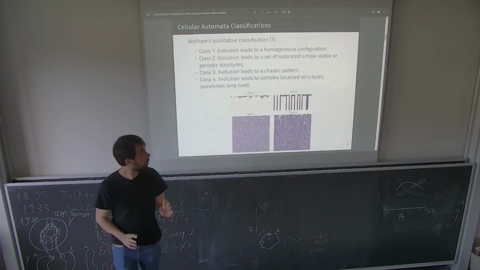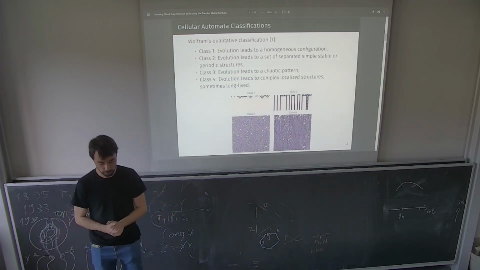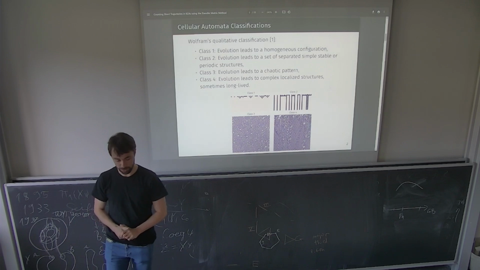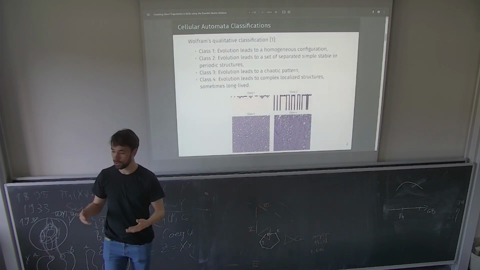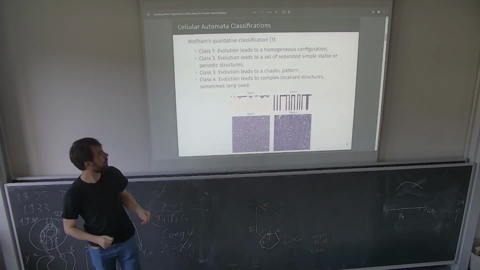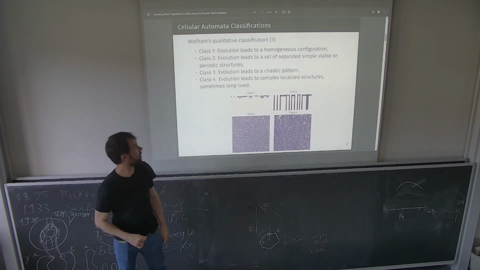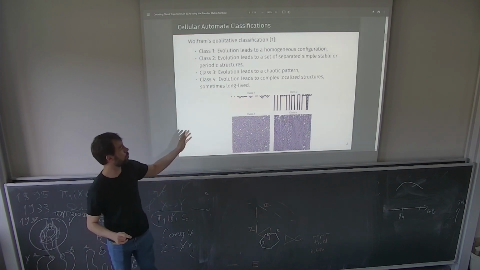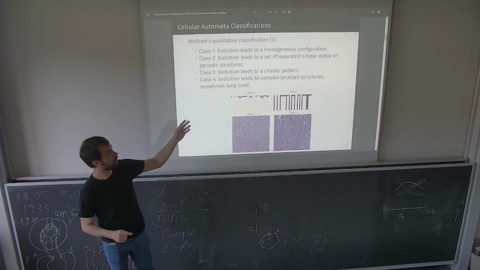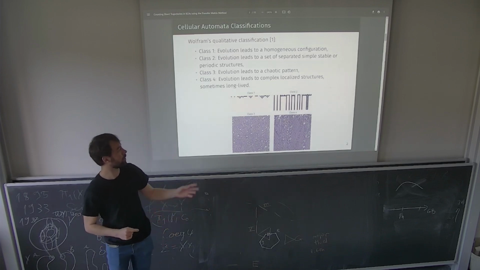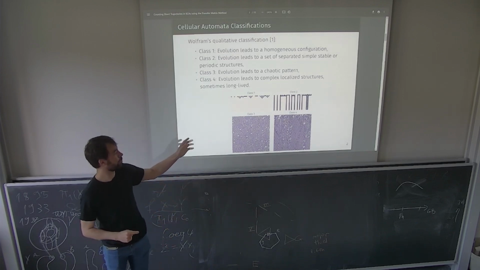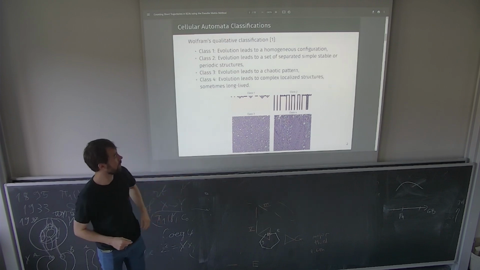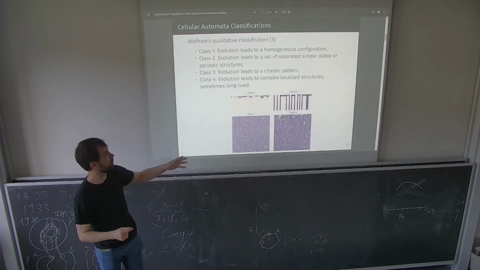Okay, so a quick recap. Wolfram in the 80s classified the cellular automata in 4 classes, as you've seen. This is a qualitative classification, so we just looked at them and said, okay, the cellular automaton quickly goes to all zeros or all ones, so it's class 1. If periodic structures appear, class 2. If it seems random, class 3. And if you have some kind of long-lived structure, it seems more complex. It's class 4.